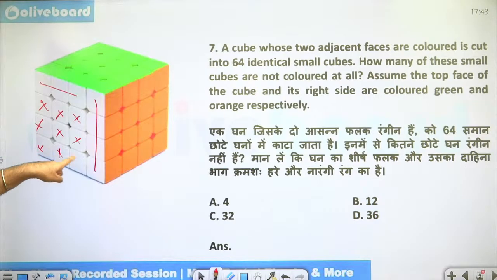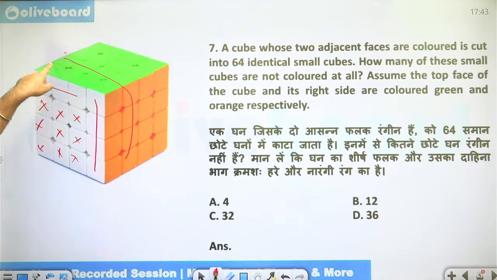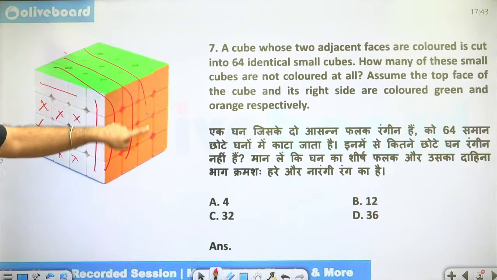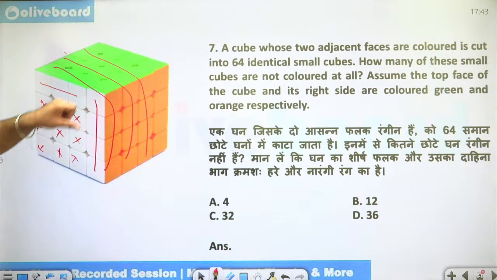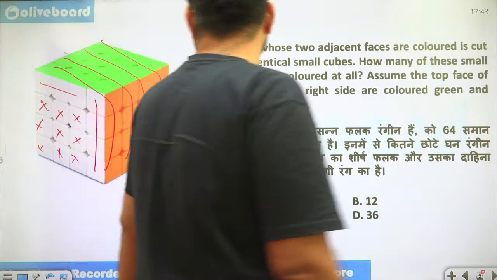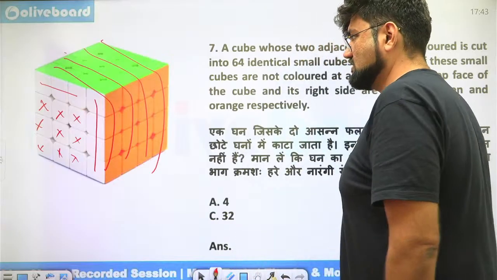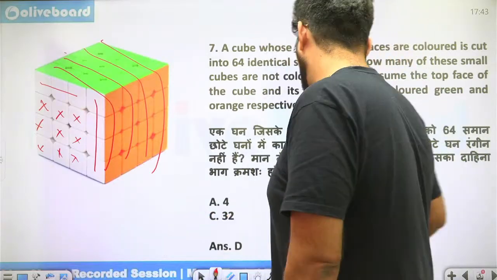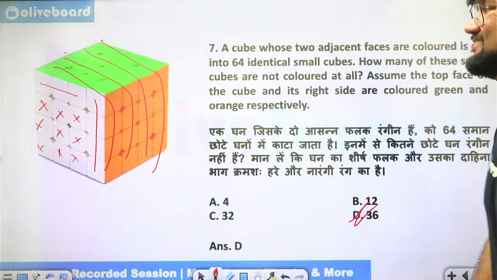And these 9 cubes in layer 1 are colorless. In layer 2 will be colorless. In layer 3 will also be colorless. Okay. And in layer 4 will also be colorless. These 9 cubes will not have color anywhere. Will they have? No, I don't think so. So the answer is going to be 9 cubes into 4 layers, which is 36. Option D is the correct answer.